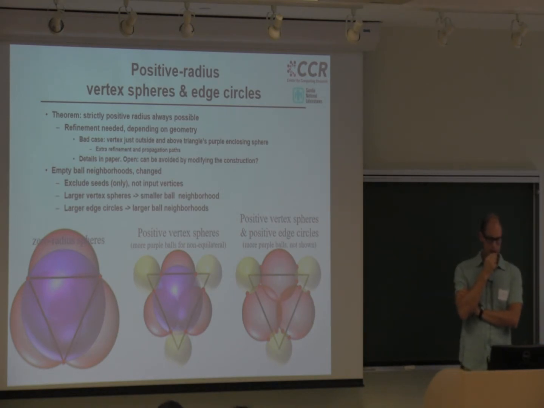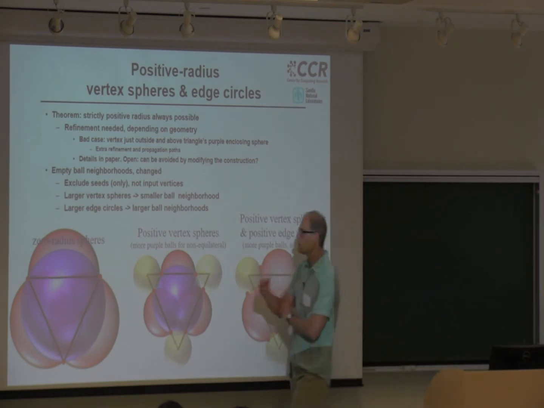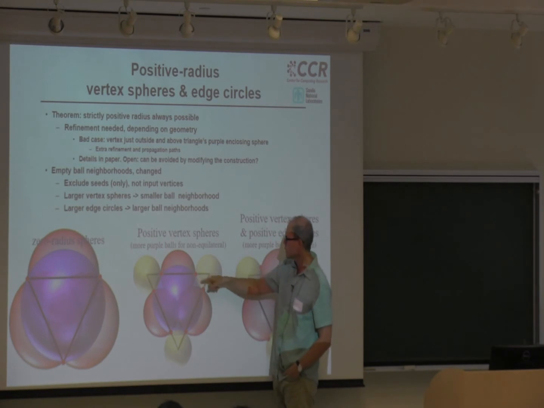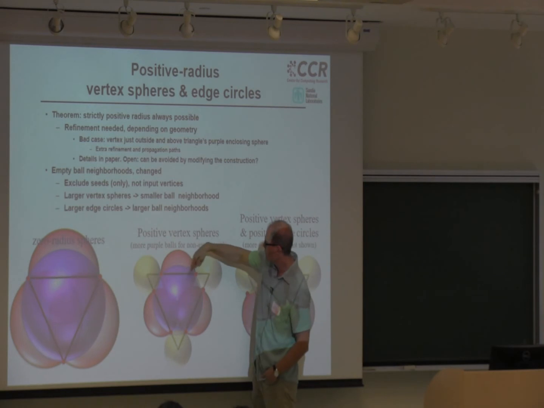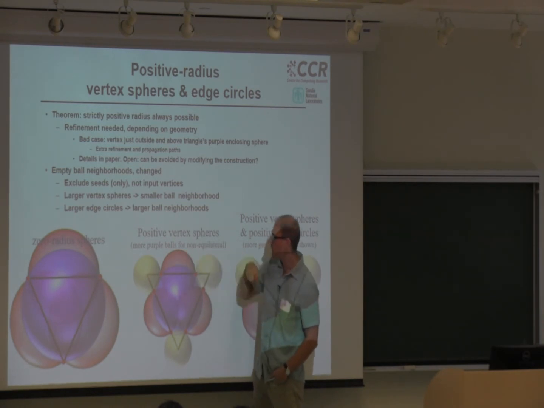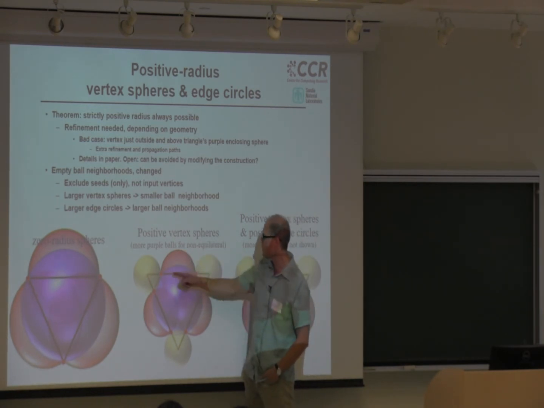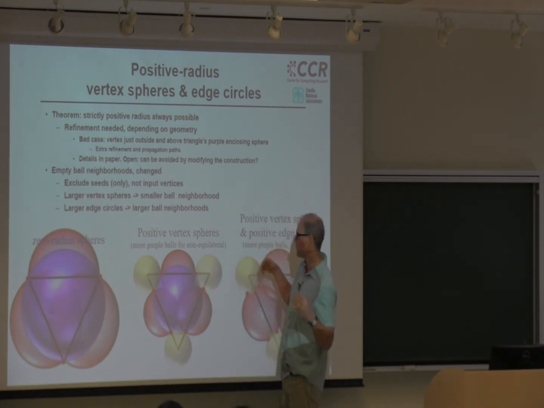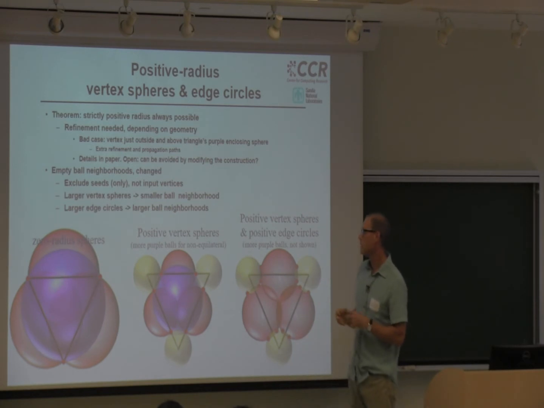So the first thing to notice is that the empty neighborhoods you need change. So here I have the 0 radius case, and now I've blown up the vertex balls. All the seeds are going to be on the surface of the vertex ball. And like this edge circle, before I needed to exclude the input vertices, but now I just need to exclude these seeds here. So good news is as you increase the vertex ball radii, the empty ball neighborhoods you need get smaller.